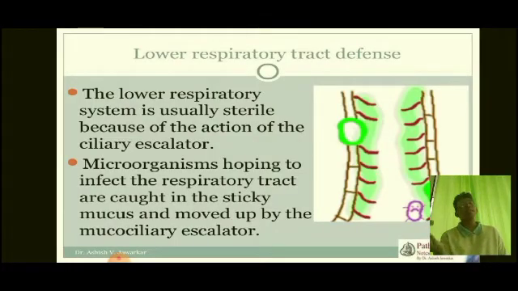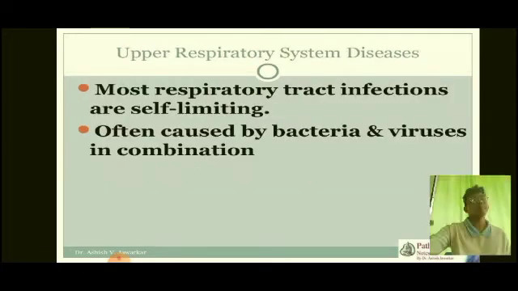For the lower respiratory tract defense, we have the ciliary escalator, which maintains the lower respiratory system to be sterile because of its action. Those microorganisms hoping to infect the respiratory tract are caught in sticky mucus and moved by the mucociliary escalator.